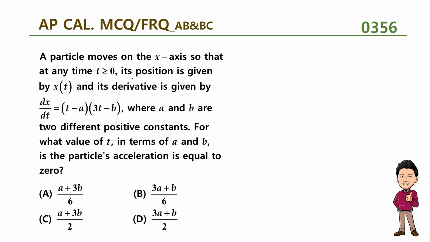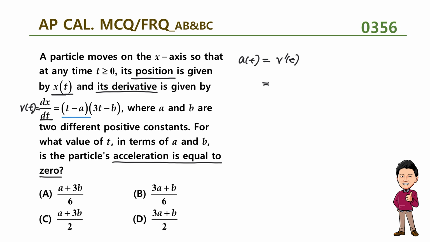Here we have a position x of t and its derivative is given right here, right? The derivative of position is velocity, so this must be velocity. And we are looking for the value of t in terms of a and b where the particle's acceleration is equal to 0, right? So acceleration is the derivative of velocity, so v prime. So let's differentiate this function right here.